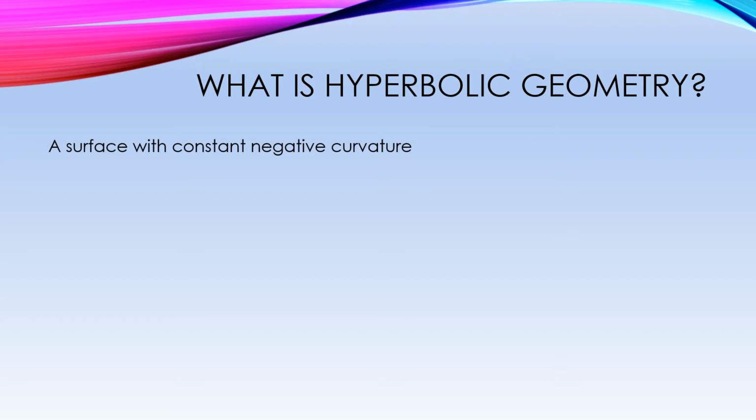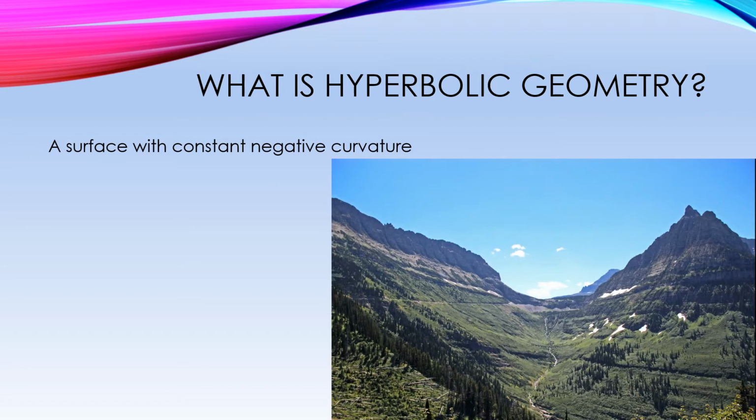One definition is that a hyperbolic geometry describes a surface with constant negative curvature. Well, what does that mean? Take a look at this picture that I took while visiting Glacier National Park. We can see curvature demonstrated well. Take a look at the peak on the right-hand side of the screen.